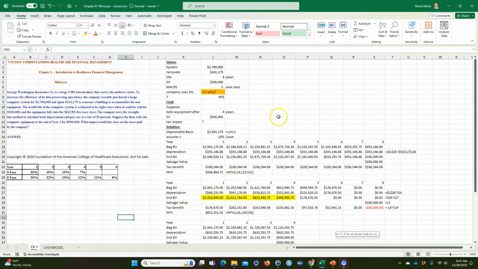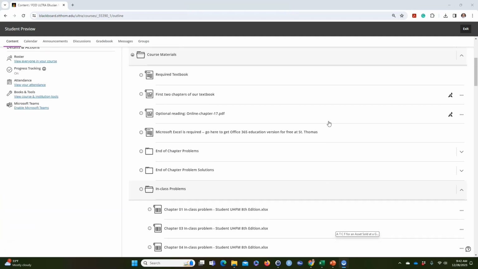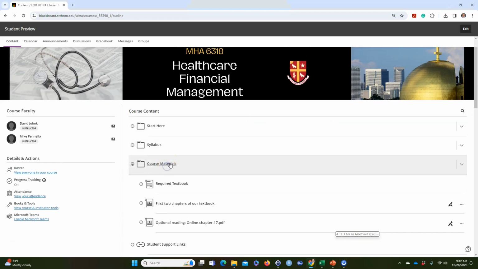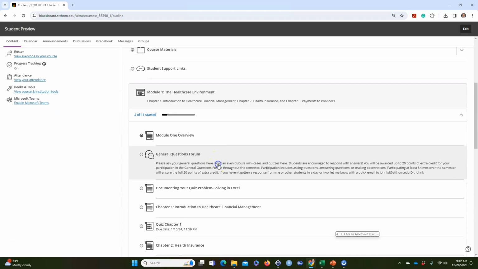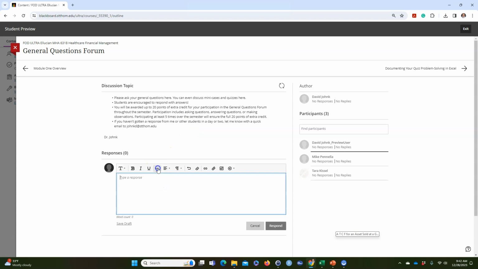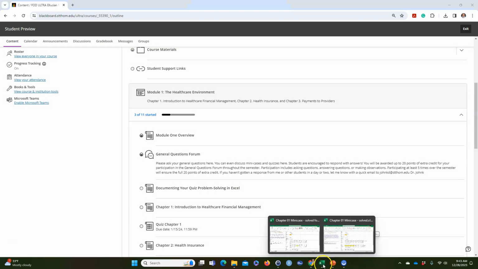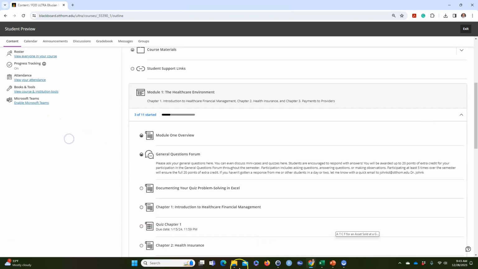Now, another thing I wanted to point out. Let me minimize this. You'll see that if you go back to the course, I'm going to close course materials. You go into module 1, it has a general questions forum. If you have a question, you can ask a question in here, right? So you could say, hey, I'm having trouble with whatever. And if you ask questions in here and answer questions here, make observations in here, if you remember, if you go look here, let me open it again.